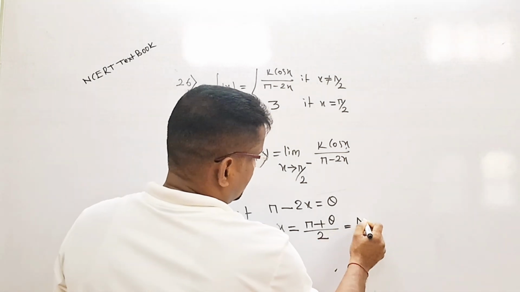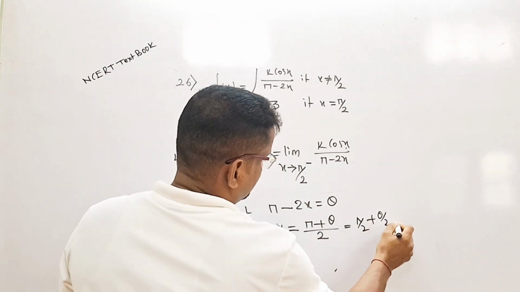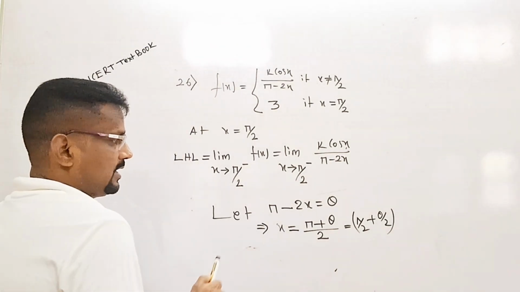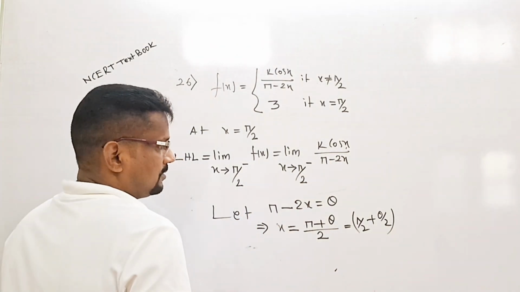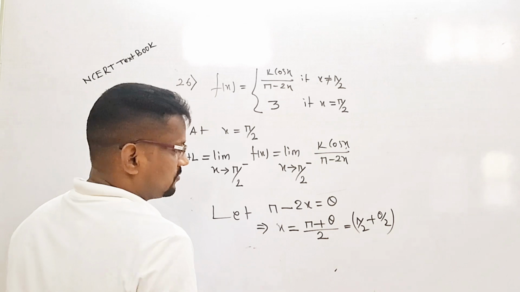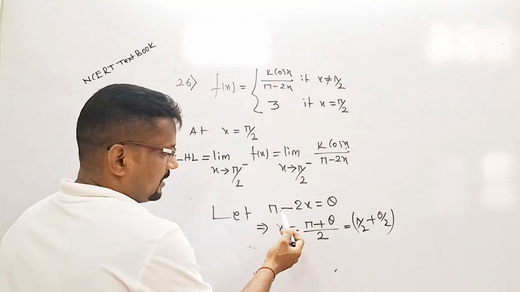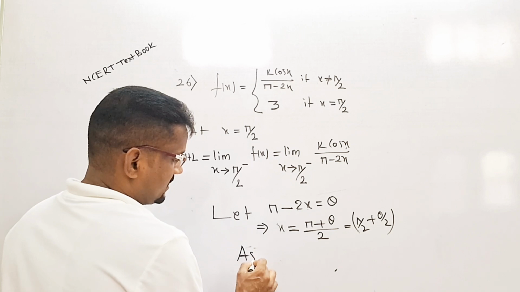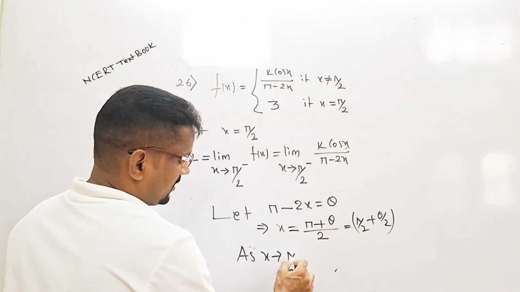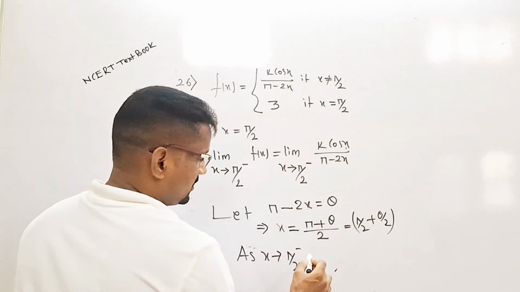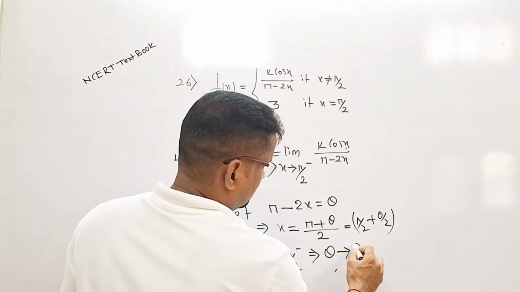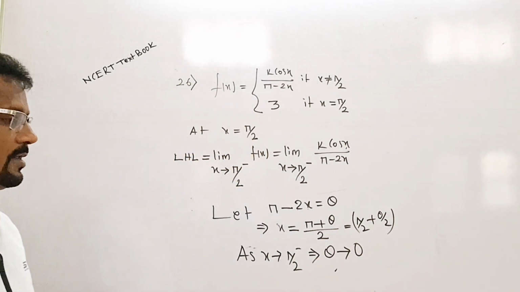Or you can say pi by 2 plus theta by 2. This you will get the value of x. Now see, as x tends to pi by 2, then your theta tends to 0. For that, when x is pi by 2, pi minus pi is 0. So you can say as x tends to pi by 2, negative or positive, whatever it is, implies theta tends to 0. I think it's clear.